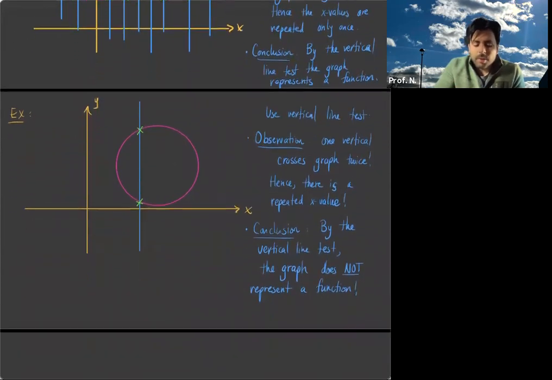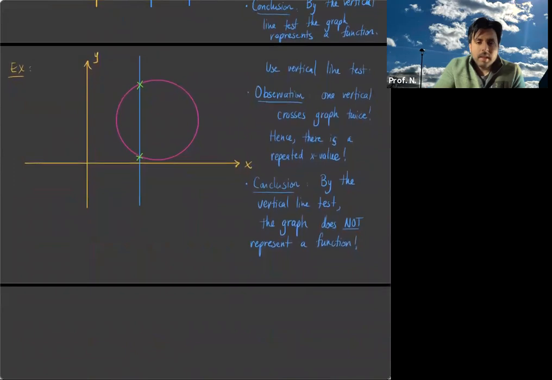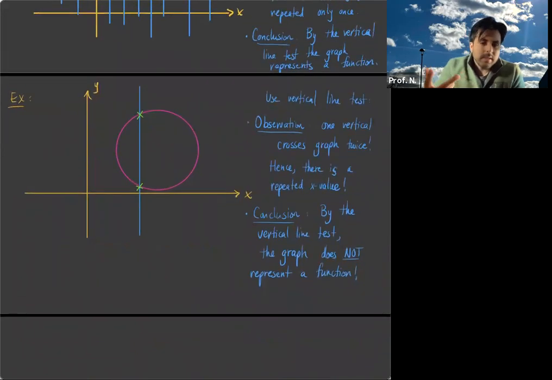However, we have scenarios where the graph is actually cut twice by the vertical line, or more than two times. If that's the case, that means that the x value that I have here in our graph has two y values associated with it, and therefore it cannot be a function. So the vertical line test helps us to determine whether a graph is a function or not.